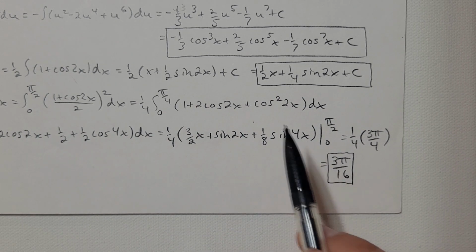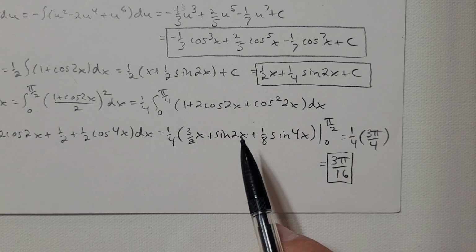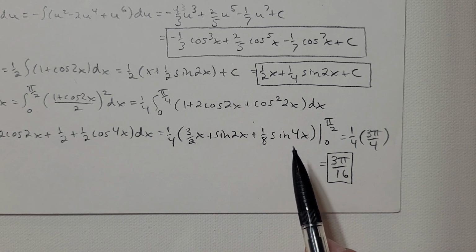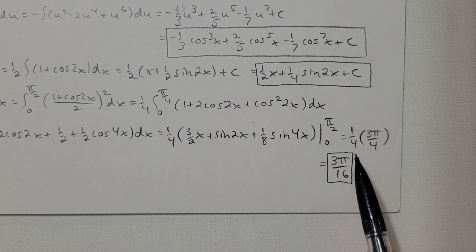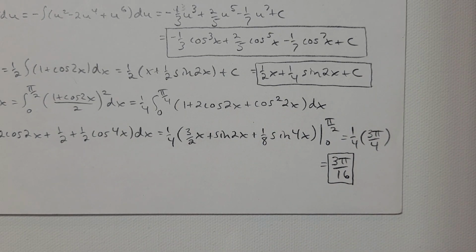And then when I plug in 0, all three of these terms are going to be 0. Okay, so I end up getting 1/4 times 3 pi over 4, that's 3 pi over 16. Again, always give the answers in exact form for me. Okay, that's how the book will have it too.